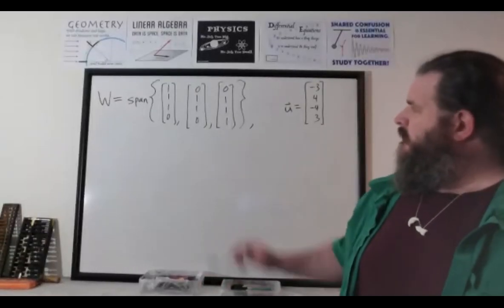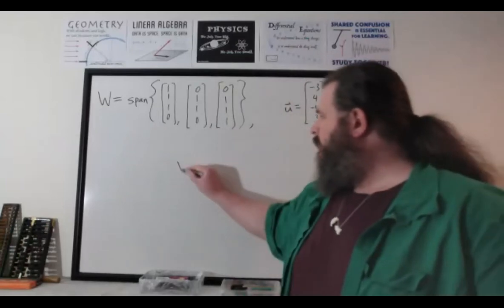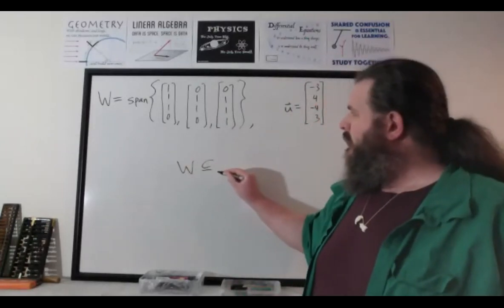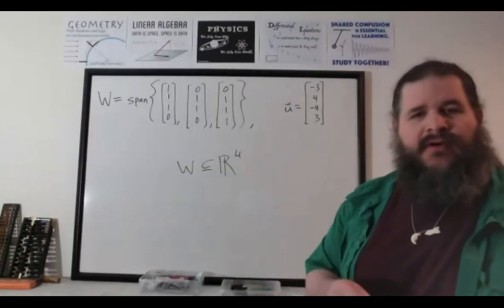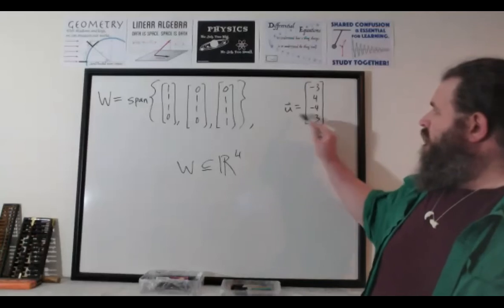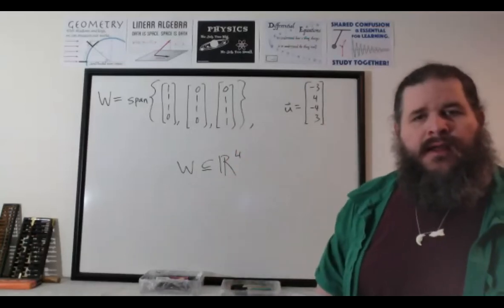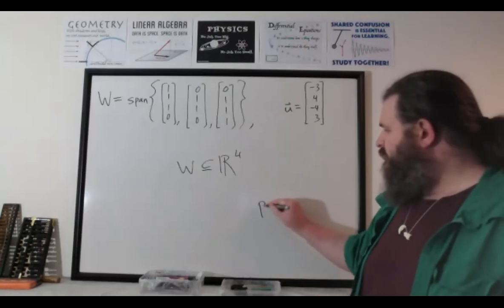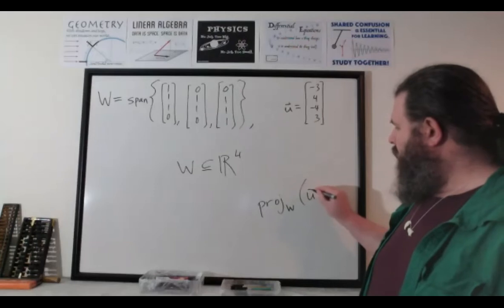In this problem, we have a description of this subspace. W is contained within, or I guess, R4. So W is a subspace of R4, and U is some other vector that's not a member of W, but is a member of R4. Ultimately, our goal is to find the projection onto subspace W of vector U.